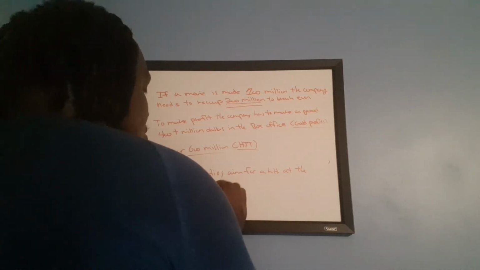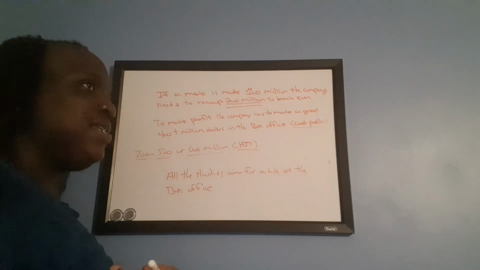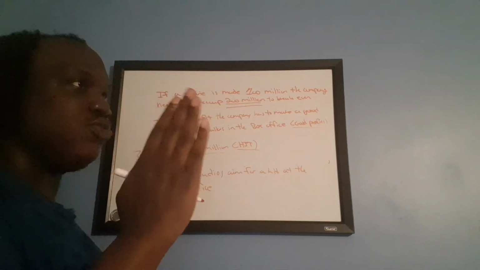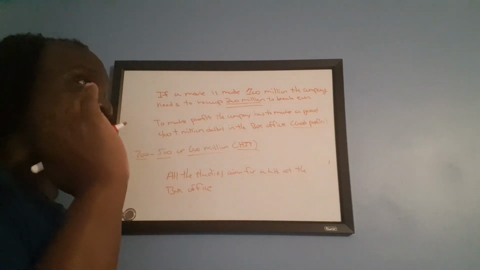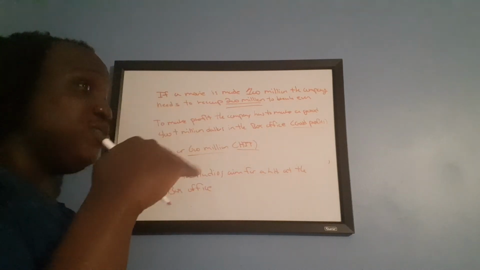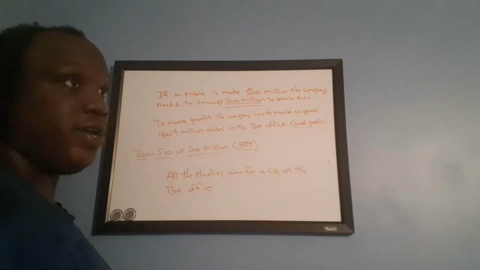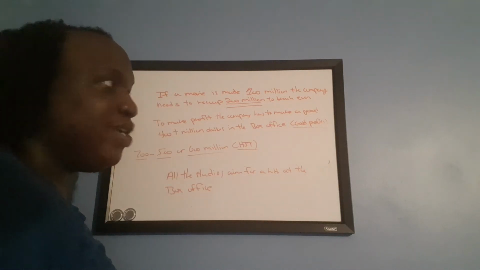Whereas if a movie is made for 200 million, the studios are expecting 700 million plus, 800 million to $1 billion. If it's made for anything over 200 million, 250 million, 300 million, the studios are expecting anywhere between 800 million to $1 billion for your movie. They're expecting a good 900 million to $1 billion for your movie.